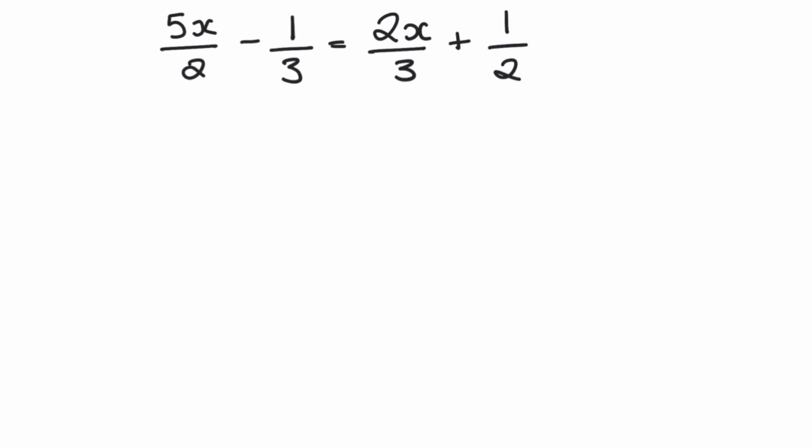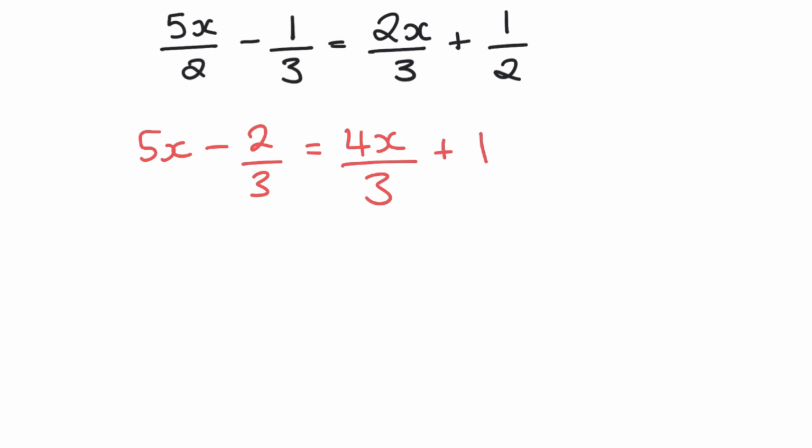So let's try one that's a bit more complicated. Here we've got 5x divided by 2 minus a third is equal to 2x divided by 3 plus a half. So the first thing we need to do to try and gather up all the x's is get rid of the fractions. So I'm going to times each element by 2. So we've got 5x divided by 2 times 2 is 5x minus 1 divided by 3 times 2 is 2 divided by 3. And that's equal to 2x divided by 3 times 2 is 4x divided by 3. Plus 1 divided by 2 times by 2 is 1.